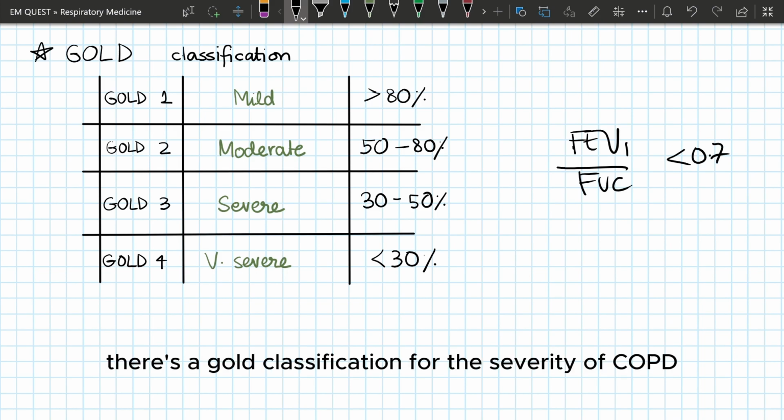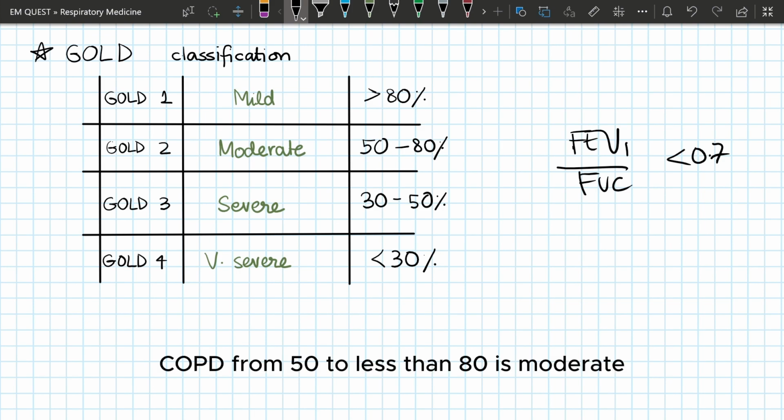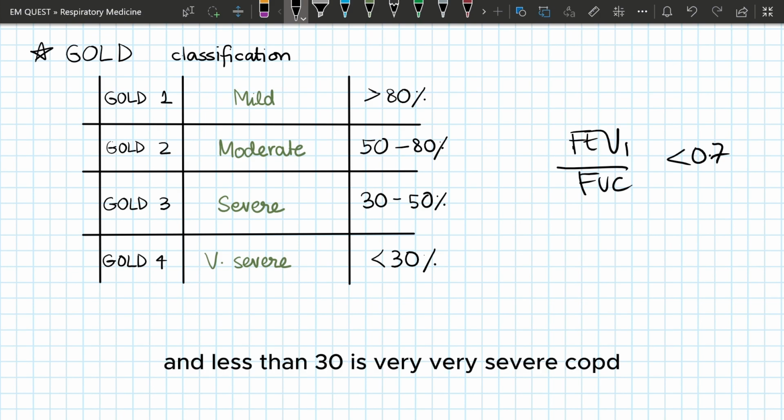There is a GOLD classification for the severity of COPD. If they have FEV1 more than 80%, it is mild COPD. From 50 to less than 80 is moderate COPD. From 30 to less than 50 is severe, and less than 30 is very, very severe COPD.